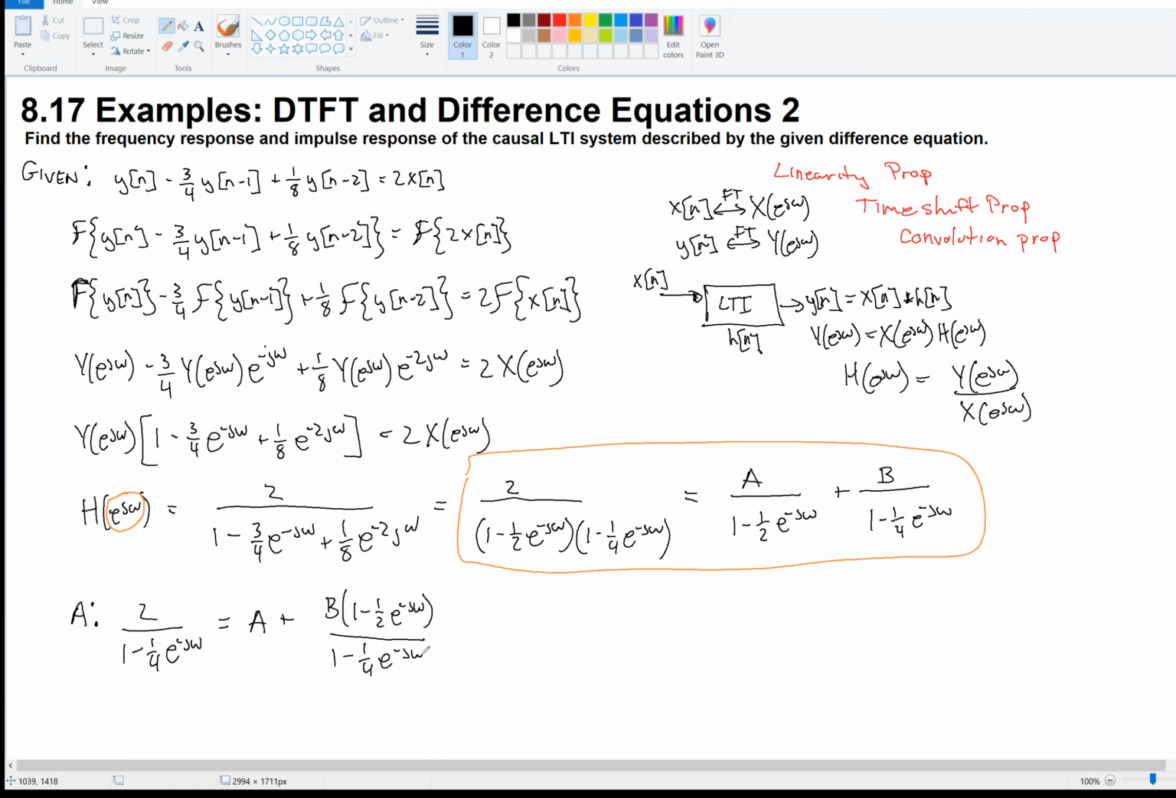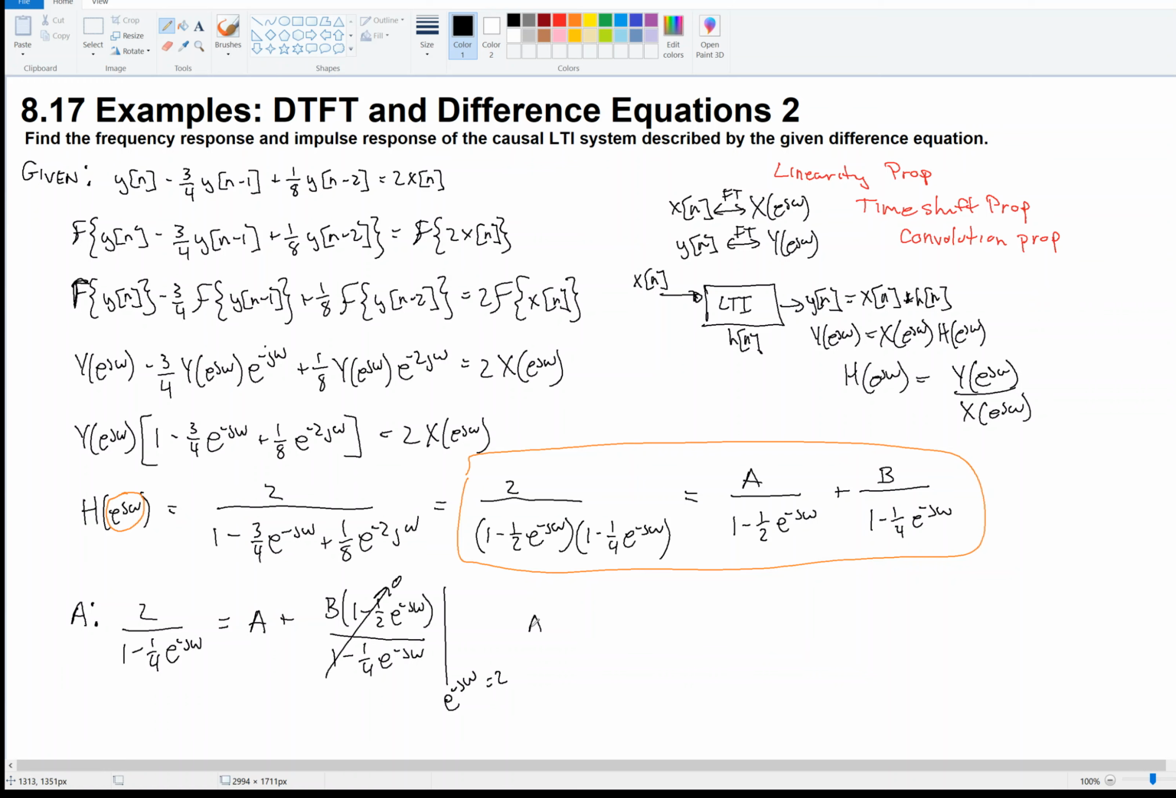And then, this is an equation in e to the minus j omega. So this equation must hold for all values of omega. So I'm going to choose strategically a value of e to the minus j omega. I'm going to choose whatever made a's denominator 0, in this case 2. So I'm going to let e to the minus j omega be 2. And what happens here is, notice b gets multiplied by 0 because e to the minus j omega is 2, 1 minus 1/2 times 2 is all 0, and the denominator is non-zero. So I have b times 0 over a non-zero, which is 0.